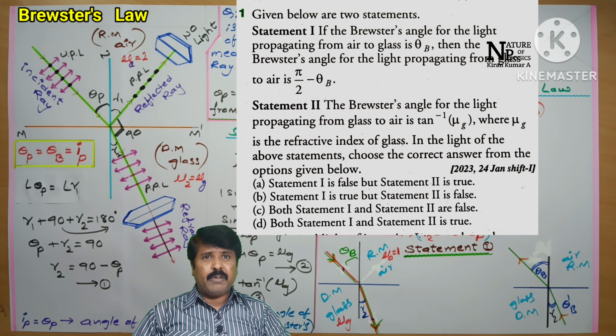And then the second statement: the Brewster angle for light propagating from glass to air is tan inverse mu g, where mu g is the refractive index of glass. In light of the above statements, choose the correct answer from the options given below. Option one: statement 1 is false and statement 2 is true. Second option: statement 1 is true and statement 2 is false.